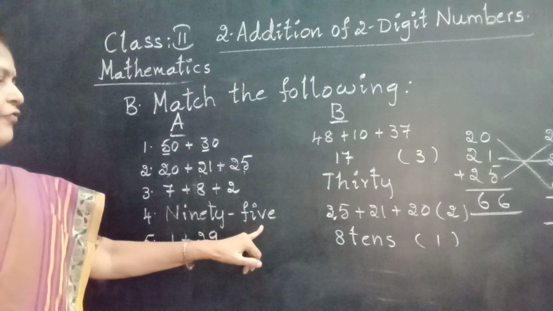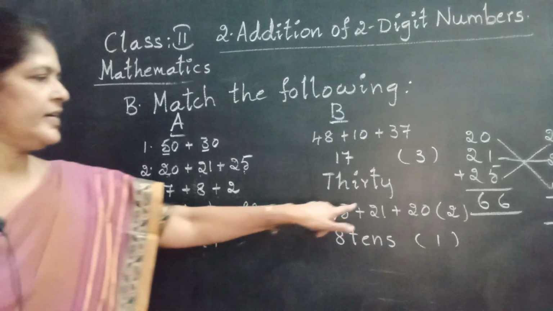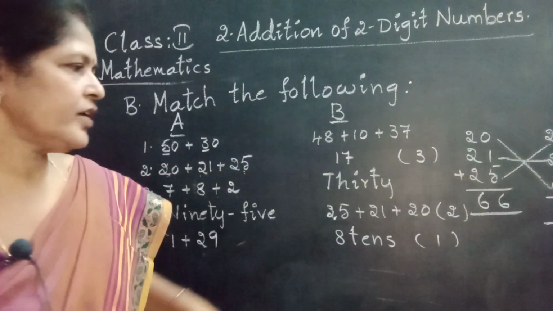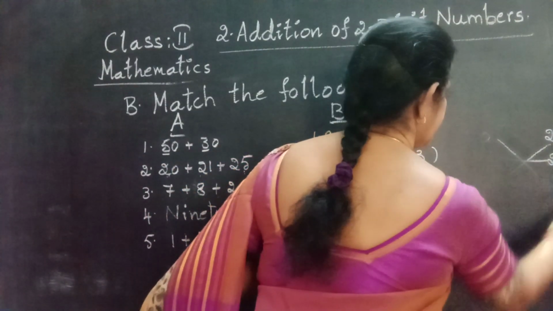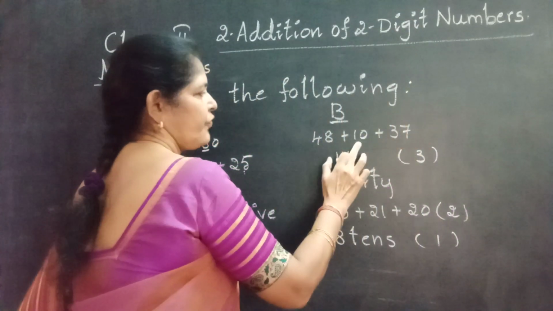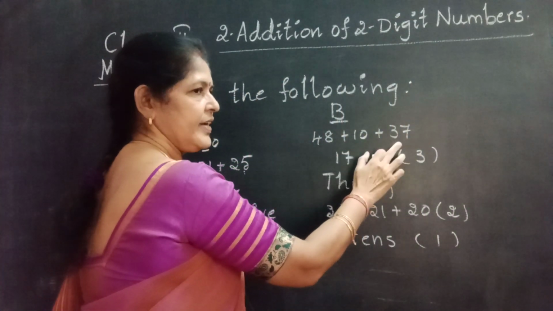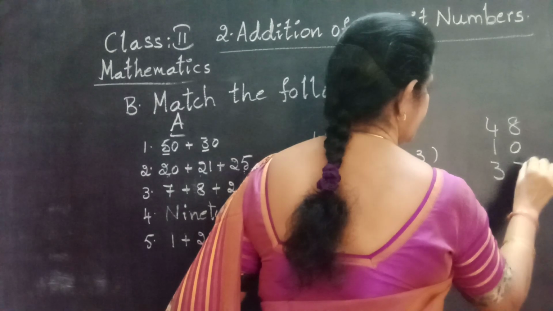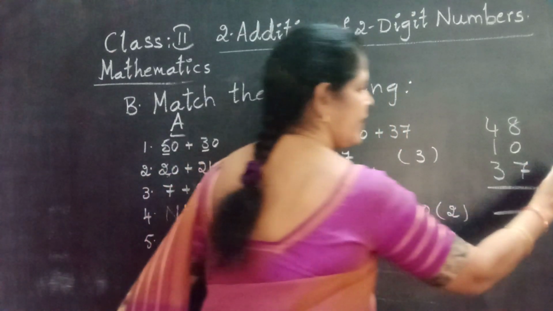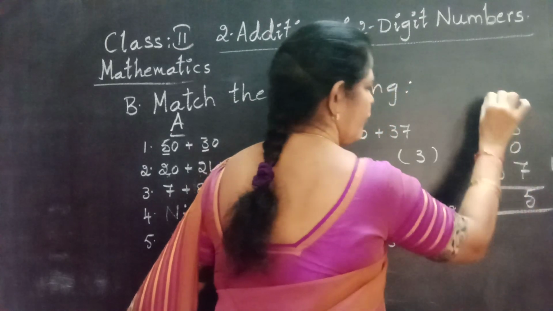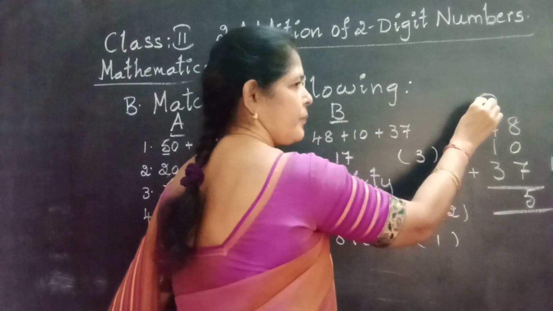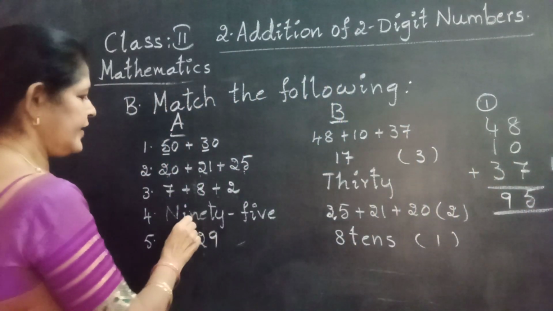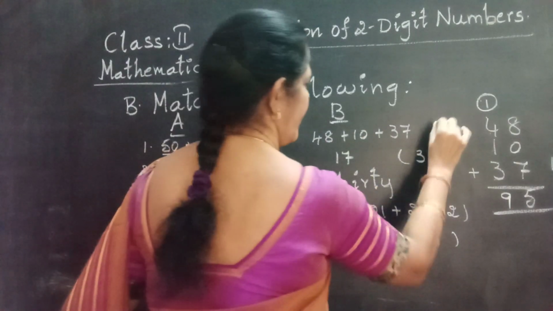Next, 95. It is 30. Then we get 95. Okay, we are going to check that one also. See, 4 tens, 5 tens, 50 plus 3 tens, yes, 80. Come on, add these numbers. 48 plus 10 plus 37. 8 plus 7, 15, 5 and 1 carry. 4 plus 1, 5. 5 plus 1, 6. 6 plus 3, 9. 95 is the total of this addition.